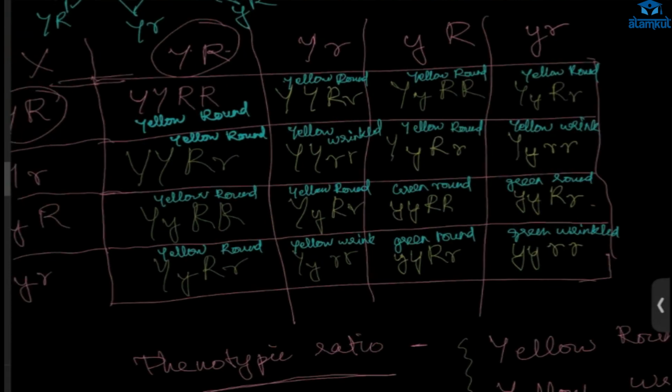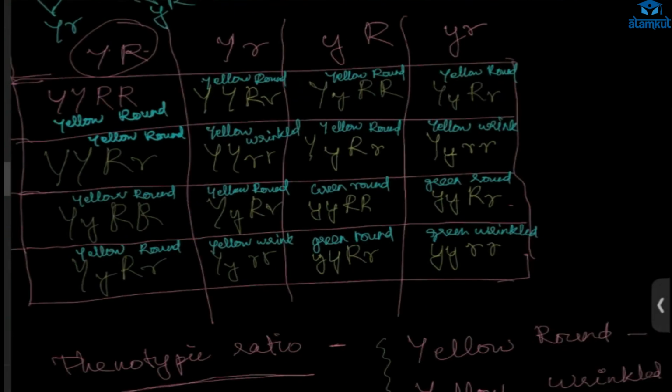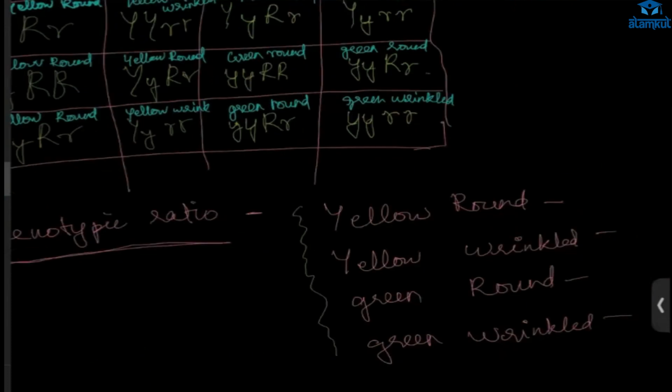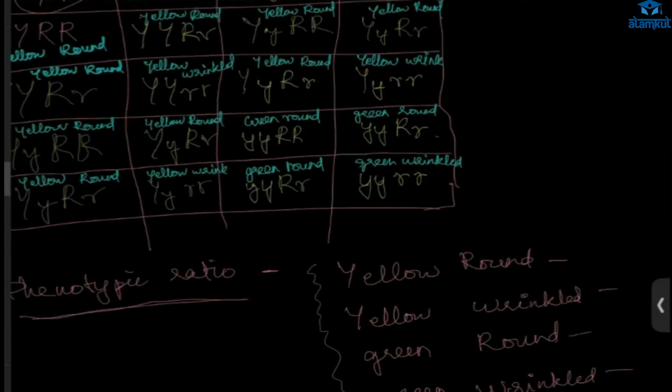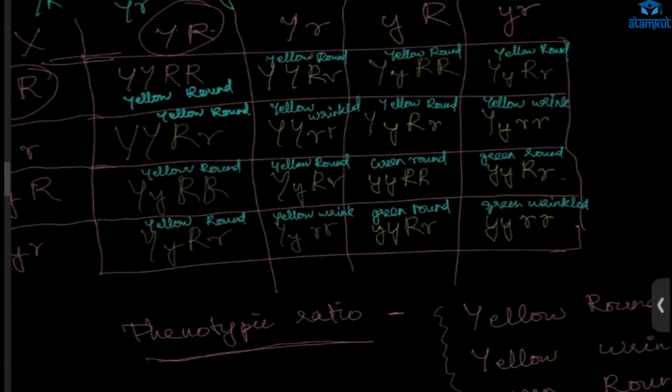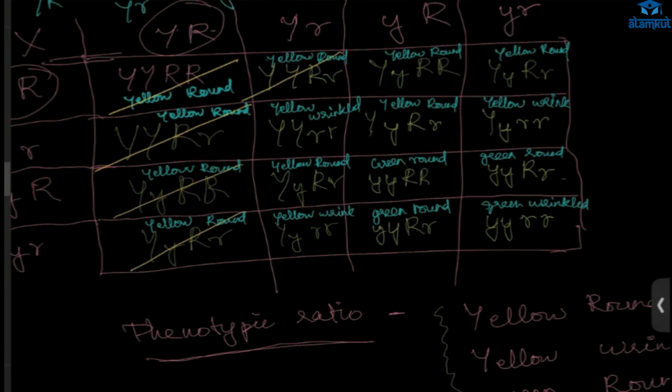After doing the cross, you have to write the phenotype. Then find how many yellow round there are. Let's see: 1, 2, 3, 4, 5, 6, 7, 8, 9.